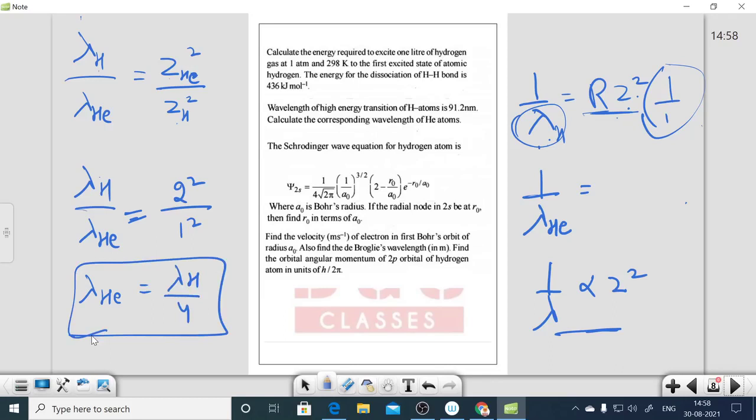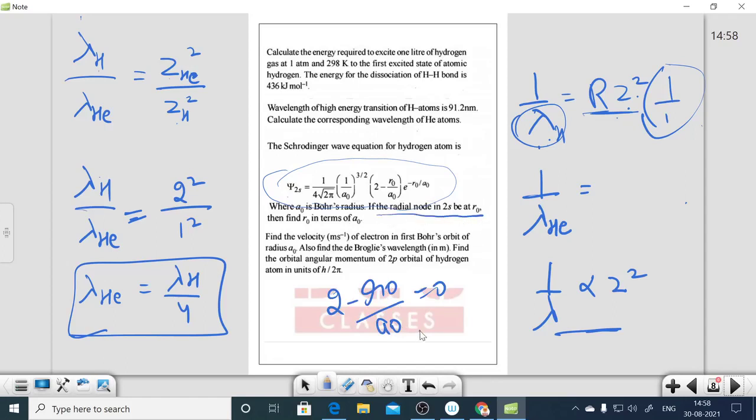You can find it out. Now the Schrodinger wave equation for the hydrogen atom is given, where A naught is the Bohr radius. If the radial node in 2s is at this, then find out. Pretty easy. When we are talking about the radial node, the probability of finding the electron will be 0. So you can square this whole expression and put it equal to 0. Even in this case, this one is 0. So finally you find that 2 minus r naught upon A naught will be 0. We were talking about the radial node.